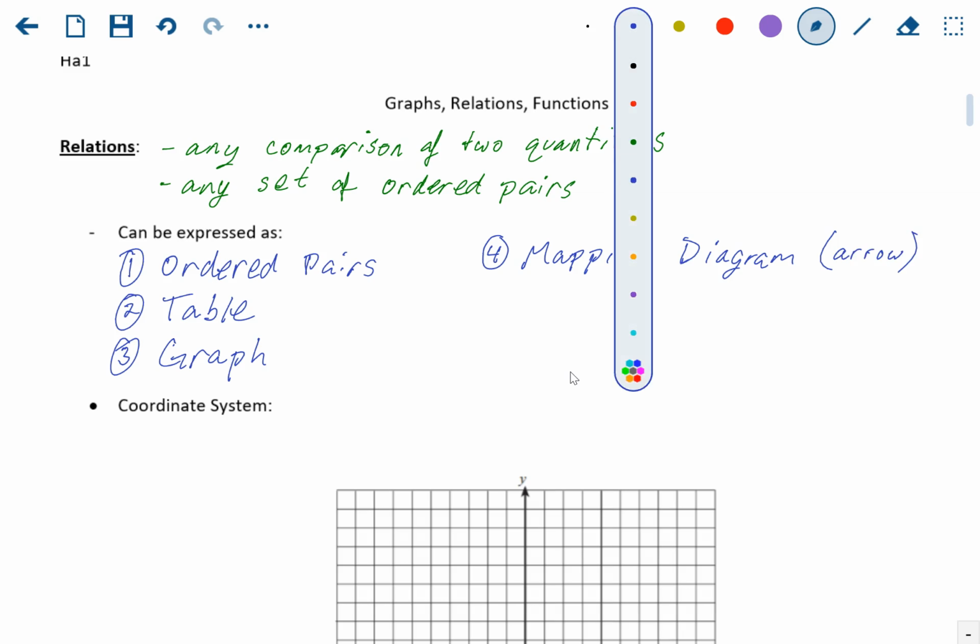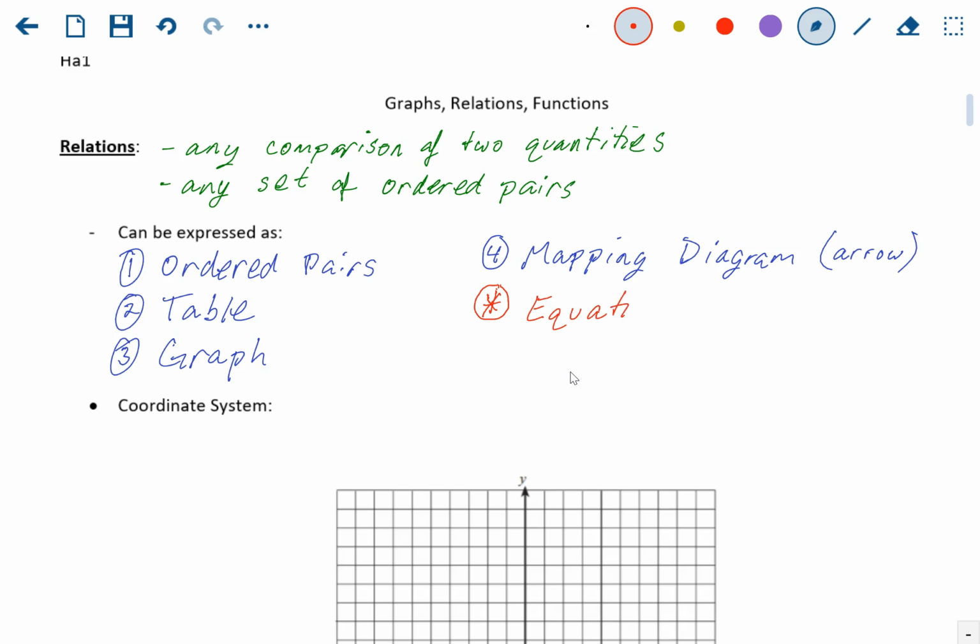All right, and the last way, and I'm not going to put it as number 5. I'm going to put it as a star, because it doesn't apply to every single relation, but it does apply to some of them, and that's an equation. So not all relations can be expressed as an equation. Some can, some can't. So we'll put that as a star. We're just going to deal with the first 4 for now: ordered pairs, tables, graphs, and mapping diagrams.